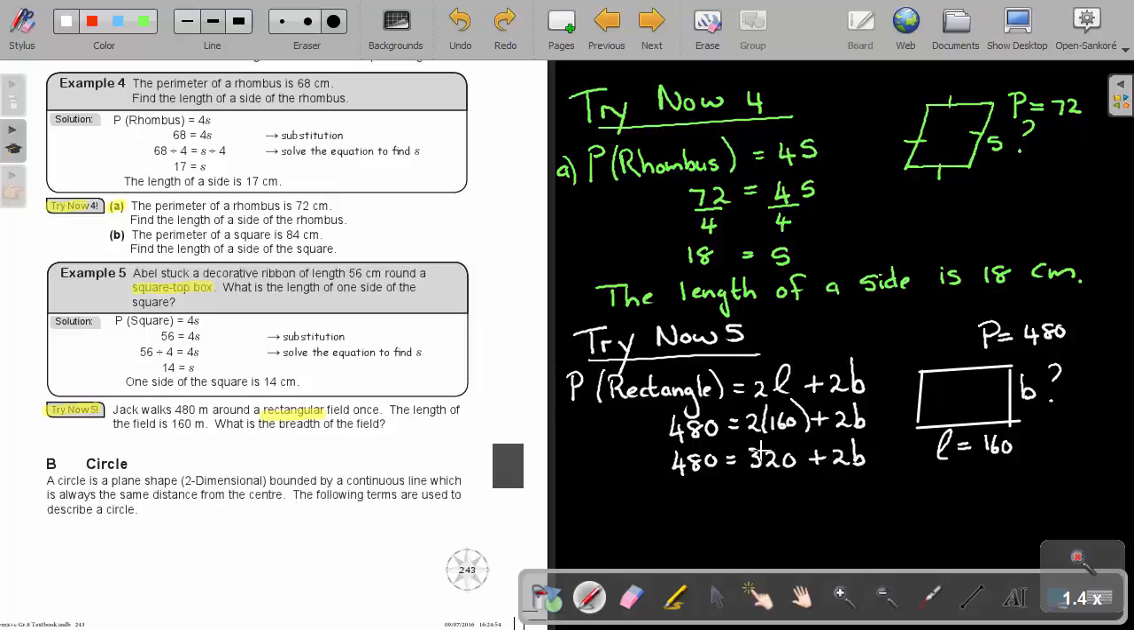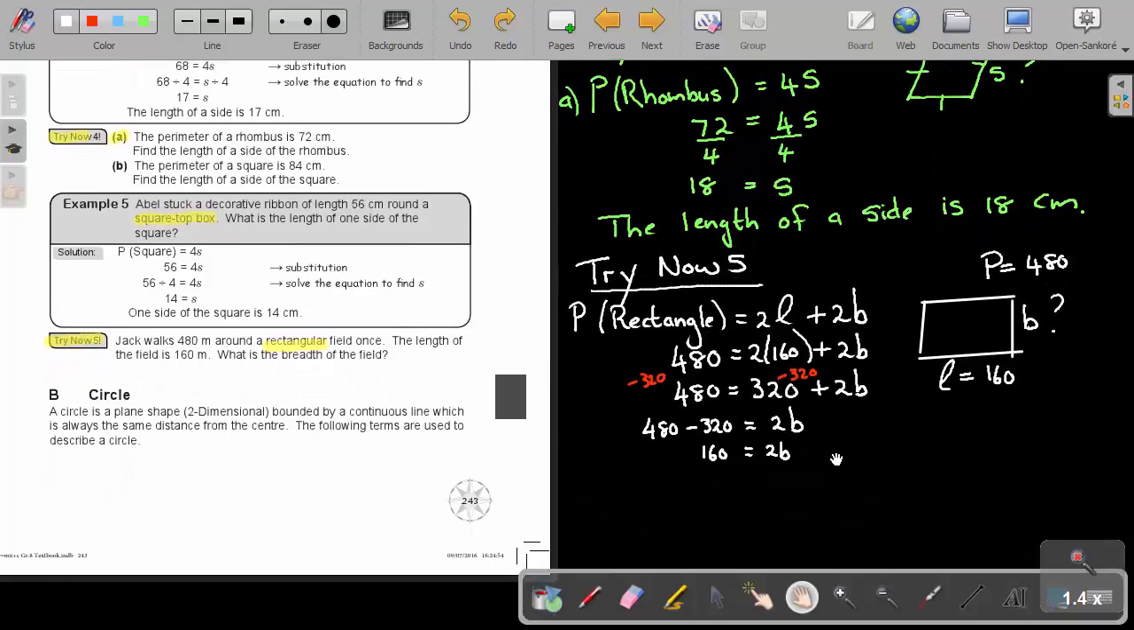Now remember equations. If I want to get this one, this is a positive, so I subtract 320, and I subtract 320 on both sides. So what will it be? It will be 480 minus the 320, and that's my 2 breadth. And now I'm just going to get that, so it's 160. I have to move up a little bit. And then I'm just going to divide by 2, and my breadth will be equal to 80.